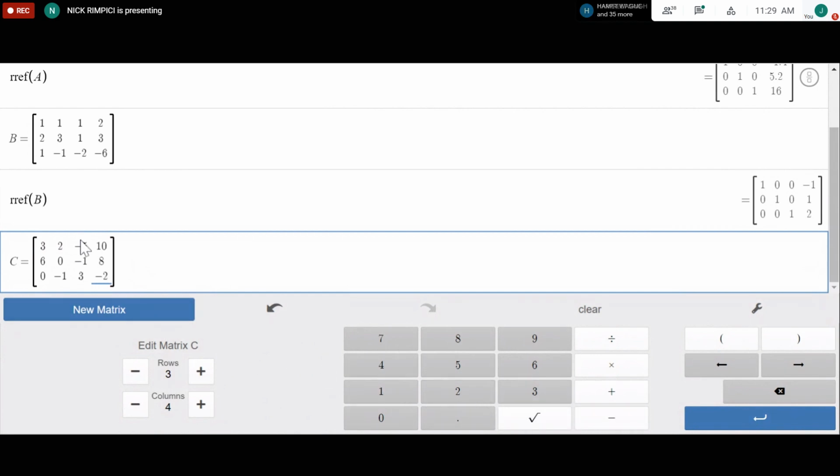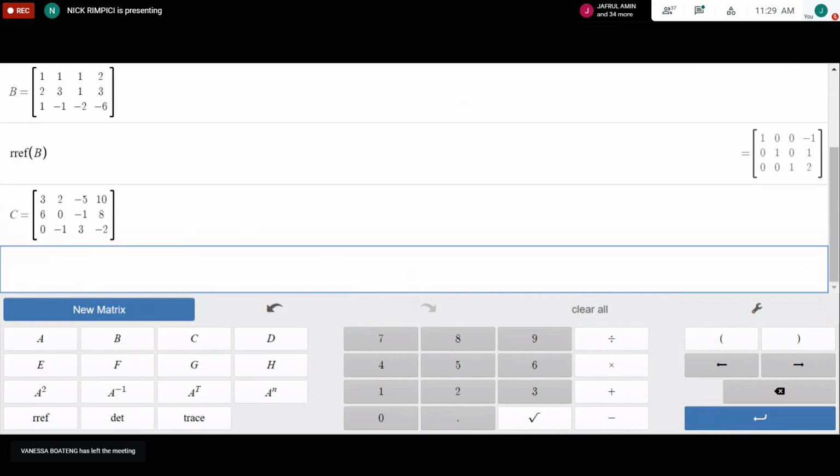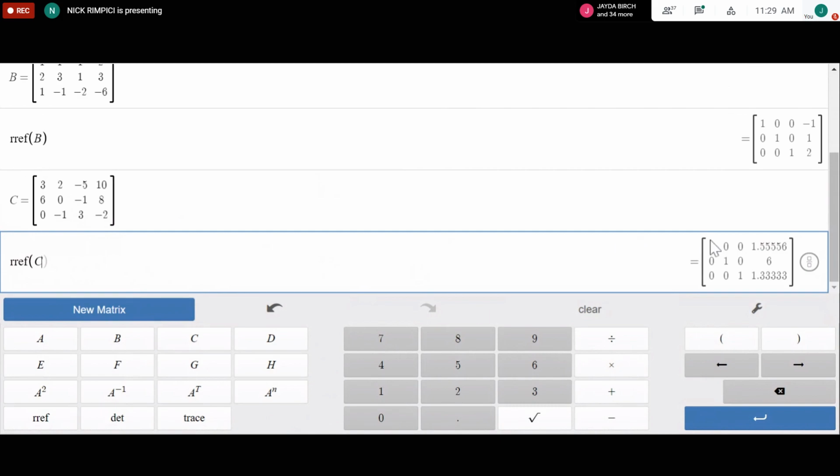Once you get all your data into the matrix, just hit enter. Now that the data is entered, you're using RREF, or reduced row echelon form. That's what it stands for. We use a variable, C this time. And here we go: 1, 0, 0, 0, 1, 0, 0, 0, 1. Everything came out right. These are my values: 1.56, 6, and 1.3.